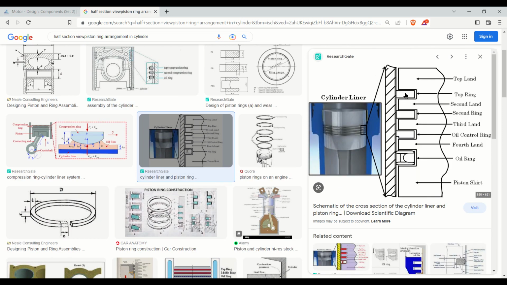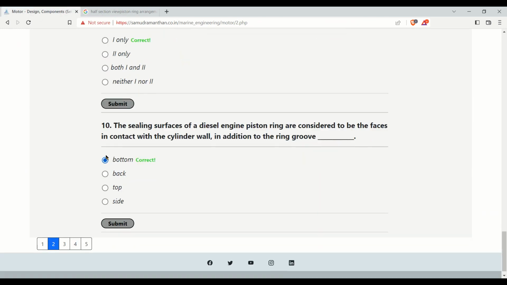Okay, hence to make it sealed properly, you can see, yes, this is the image. This is the top ring, and when the combustion pressure acts through these passages, it will move the piston ring down and it will touch the bottom of the groove for proper sealing of the combustion space. Hence the correct answer should be the bottom.